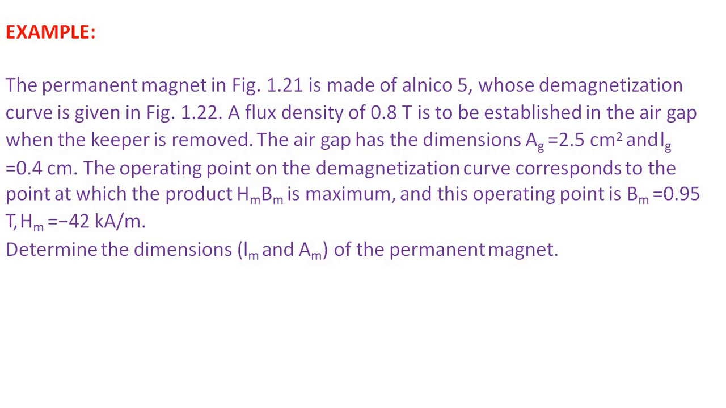The operating point on the demagnetization curve corresponds to the point of maximum product of HM and BM. The operating point is BM equal to 0.95 Tesla, HM equal to 42 kilo-amperes per meter. Determine the dimensions lM and AM of the permanent magnet.